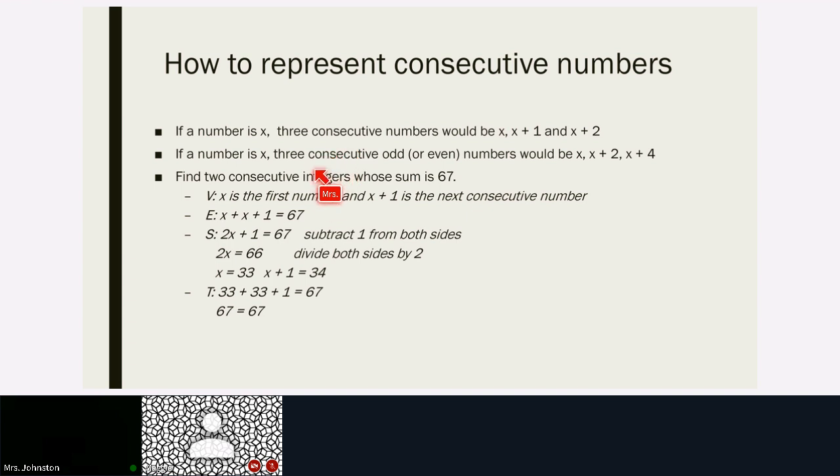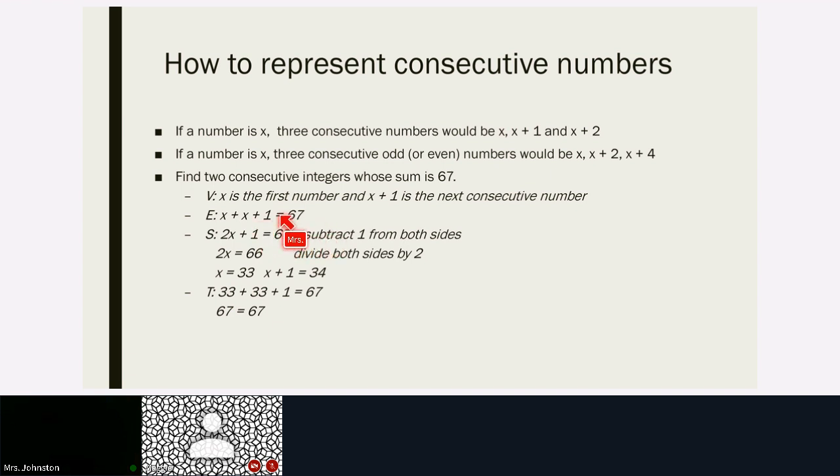Integers shouldn't scare you. They're just whole numbers, so we know that we're going to be adding 1 to get to the next one. It doesn't matter whether it's positive or negative. So I'm identifying my variables. X is going to be my first number, and because they're two consecutive numbers, the next one will be represented by x plus 1. Then I add them together because it says the sum is 67. X, the first number, plus x plus 1, the second number, equals 67.